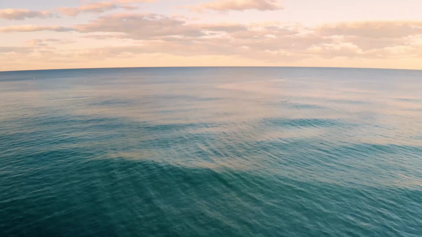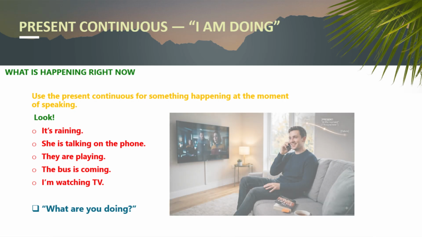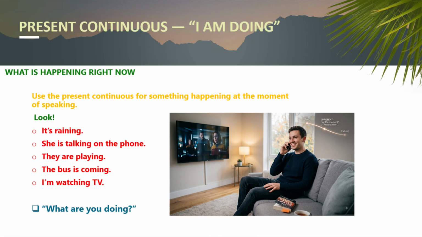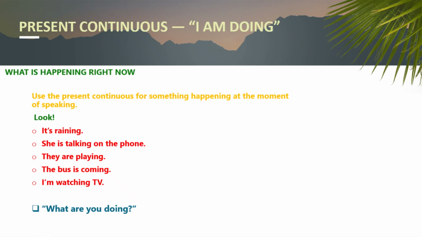The most common use of the present continuous is for something happening right now. Imagine you are sitting at home and I call you. I ask, "What are you doing?" You might say, "I'm watching TV." Maybe your brother is eating, your mother is cooking, and your father is reading. You could say, "My brother is eating, my mother is cooking, my father is reading." All of these actions are happening at the moment we are talking.